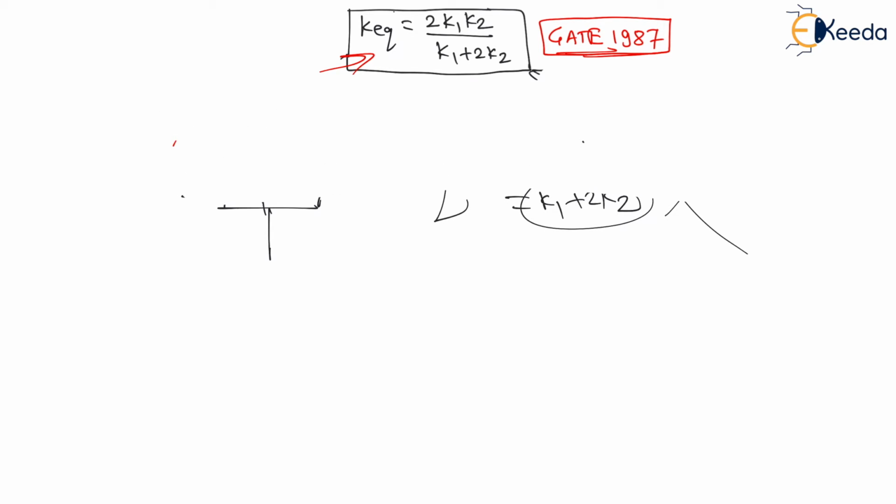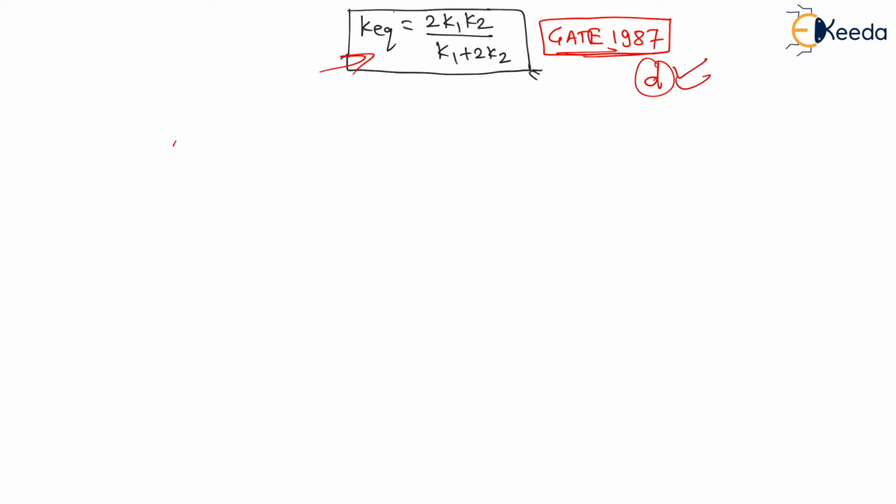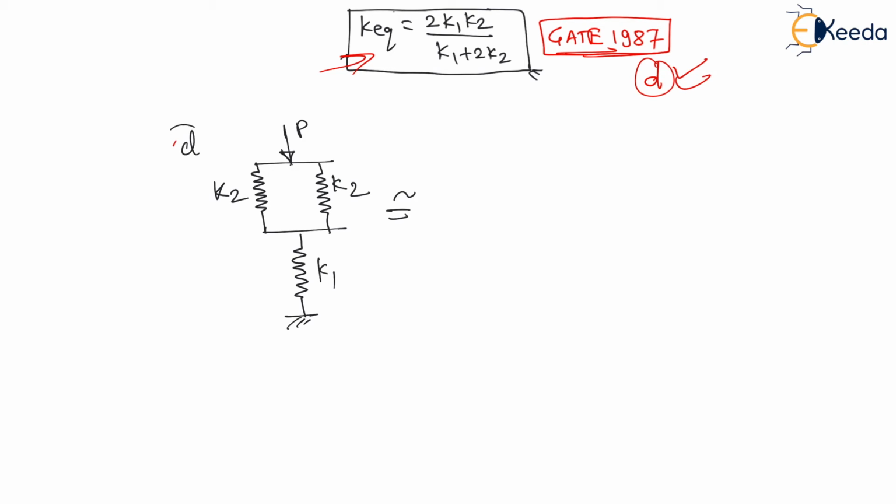Now let us go for option D, and here my answer is option D. My dear students, I have not seen option D yet. Still, options A, B, C are wrong, which means option D is 100% correct. Therefore, let us check option D. Here in option D, two k2 are arranged in parallel, and k1 is in series with these two k2. Therefore, this arrangement is equal to option D.